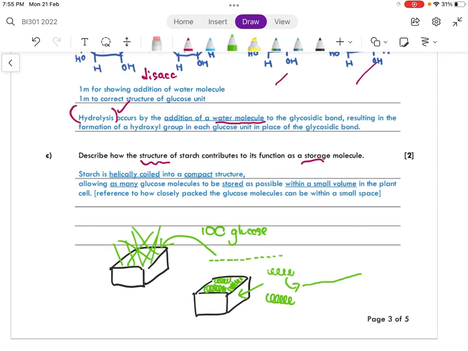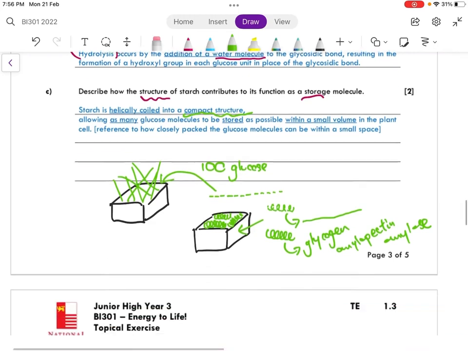Okay, so that's part C. And this also applies to glycogen, okay, because it's helical. It also applies to amylopectin. It also applies to amylose. Okay, so if you want to make mention of helical structure, you can mention that it aids in being a compact structure, so you can store more within a small volume of space. Okay, that's part C.